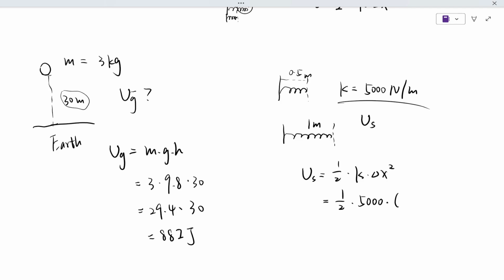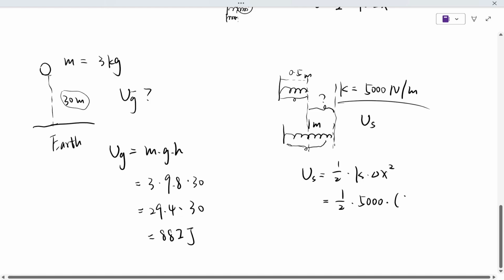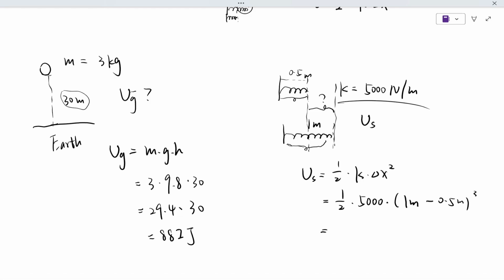What is delta X? The delta X is the length stretched, which means in this situation, it is this part. How do we calculate this part? We calculate it by using the final length minus the original length. In this situation, it is 1 meter minus 0.5 meters, squared, which we can get 1 over 8 times 5,000, which is 625 joules.